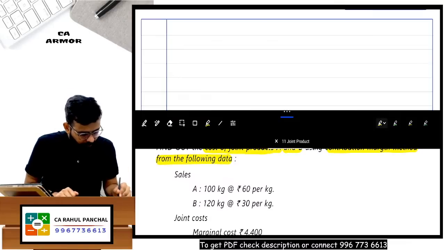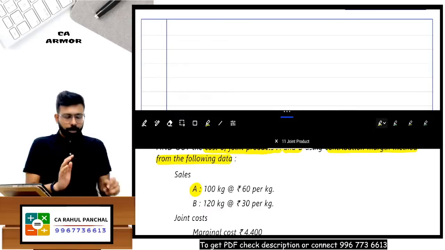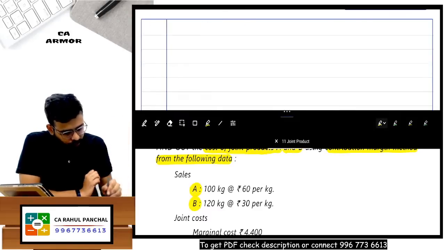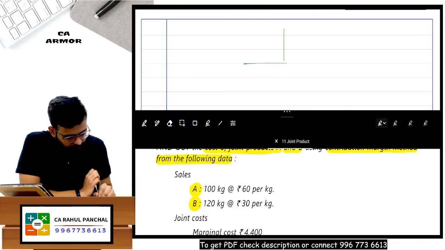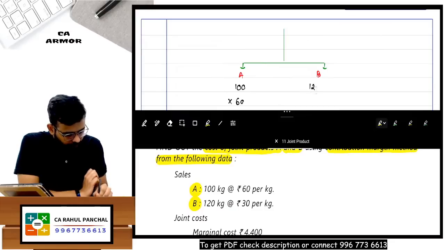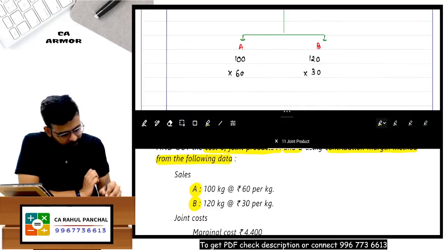There are two products A and B, for which sales are given in the question. Just to give you the perspective, there is one timeline from which there are two products A and B. How many units are made? 100 units are made here at the rate of rupees 60, and 120 units are made at the rate of rupees 300. So you will get the sales value easily.